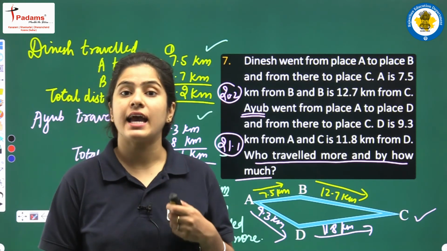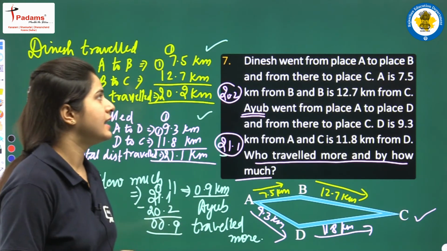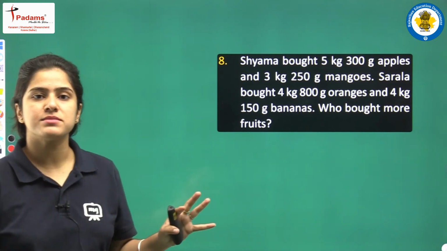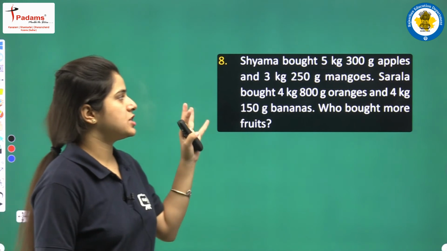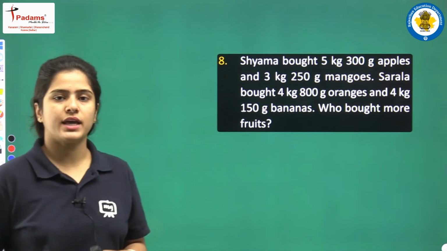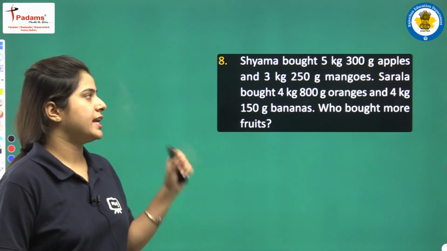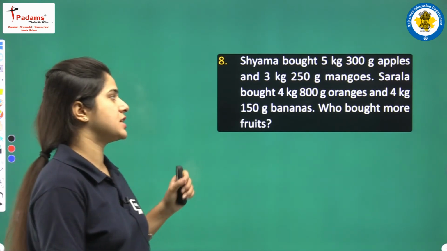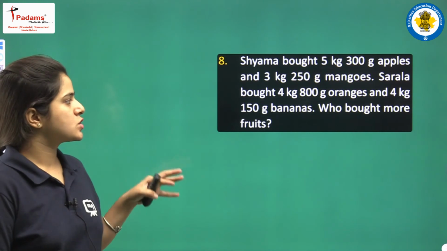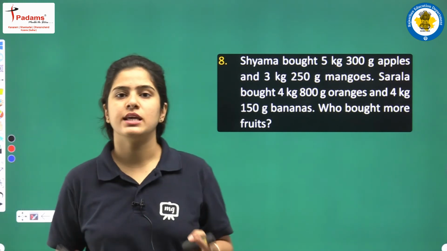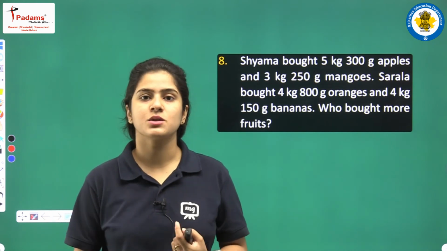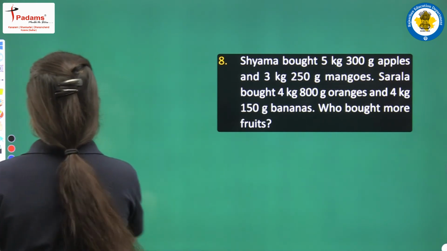Now, we will be looking at another question, that is question number 8. Shama bought 5 kg 300 grams apples and 3 kg 250 grams mangoes, okay, and Sarla bought 4 kg 800 grams oranges and 4 kg 150 grams bananas, okay. So, who bought more fruits? We need to find out who is buying more fruits, alright students. So, we will be starting with Shama, okay.